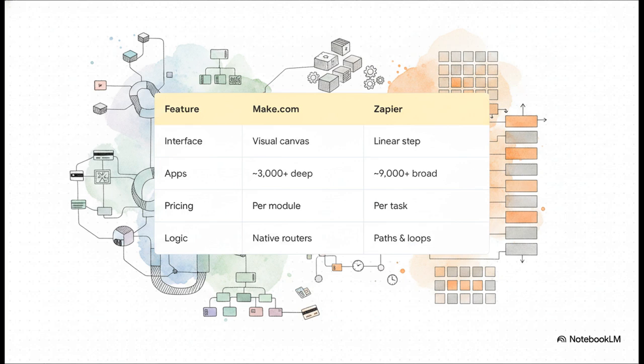Apps, Zapier wins on sheer volume with over 9,000 integrations, no question. But Make's 3,000 apps often feature much deeper, more granular API actions. As we just saw, Make is credit-based, Zapier is task-based. And for advanced logic, Make's native iterators and multi-branch routers offer a level of complex data transformation that is honestly just a lot harder to pull off in Zapier's linear system.